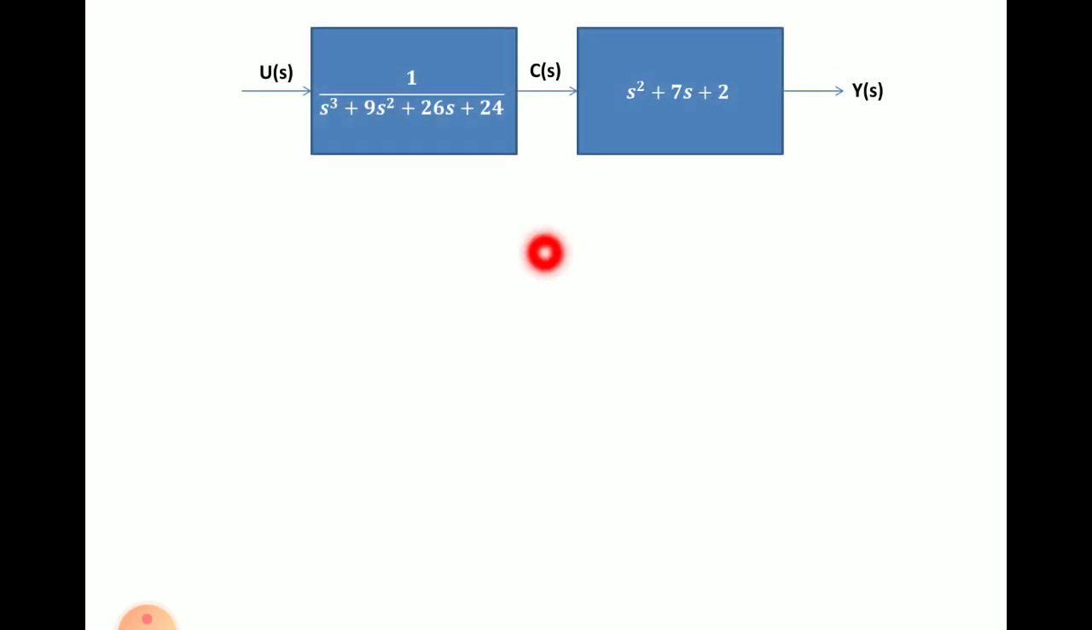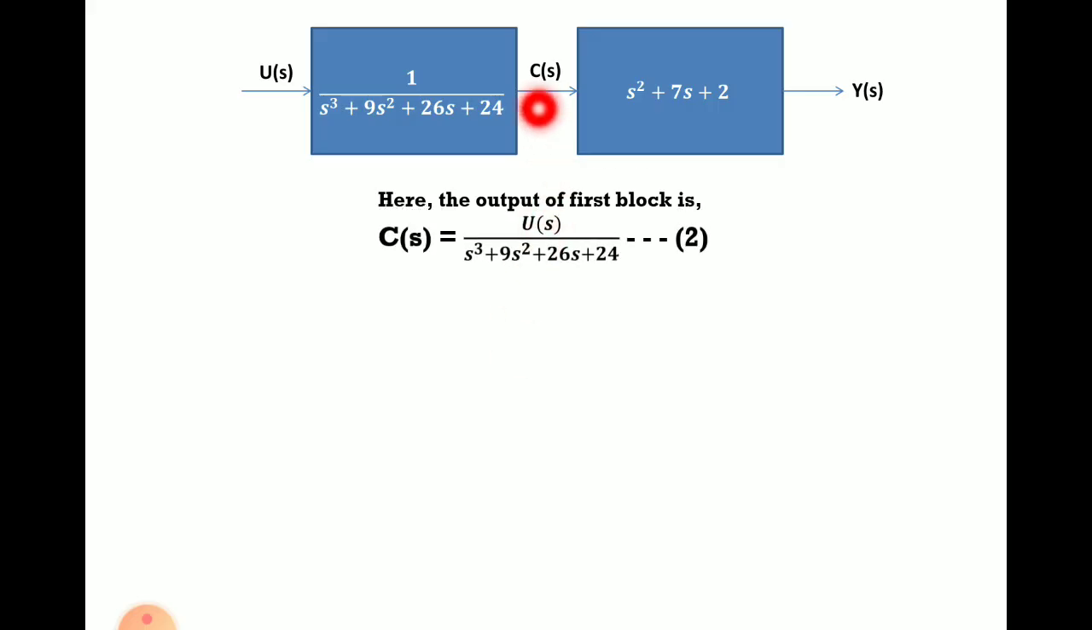So the same block diagram is represented here. Now here what we will be doing is, for the first block we will find state equation, and for the second block we will find output equation. So here the output of the first block is, we know that output is nothing but input multiplied by transfer function, right? So output c of s will be equal to input u of s multiplied by transfer function. You will get u of s divided by s cube plus 9s square plus 26s plus 24.